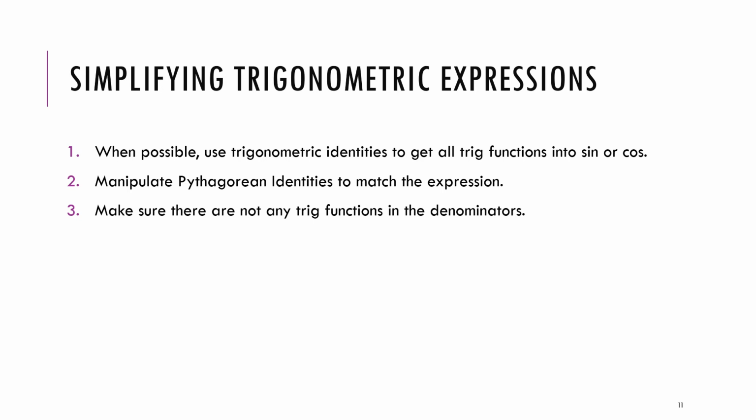Here are some hints of things that you can use to help you. One of those things is to change everything to sine and cosine. Most of the time that will work, okay? There are times where it makes it a little bit more complicated, so you've got to keep your brain open to other ideas. There may be times where you start these problems and you go, I don't like the direction this is going, and you erase it and start over, and that's okay. If you see a square in it, you're going to use the Pythagorean identities and manipulate them to match the expression. And then the very last thing you've got to check for is that you do not have trig functions in your denominator. Okay.